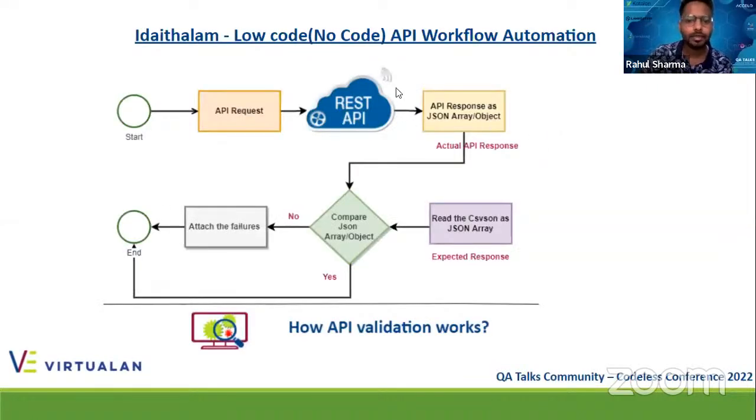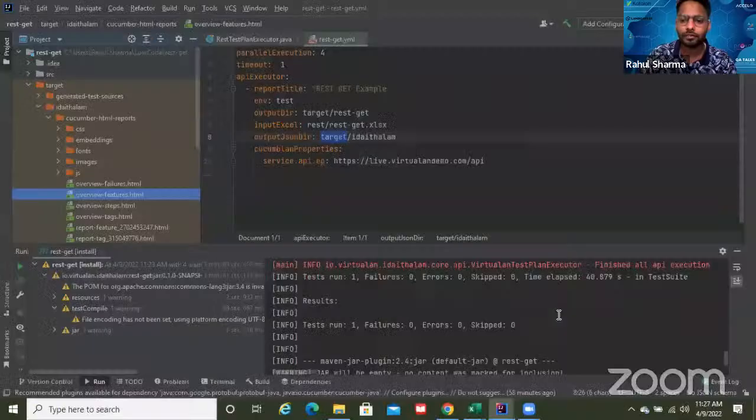Okay, so let me explain. I have already explained the steps, but I think this diagram is going to give you a clearer understanding of what we have done so far. So we had the API request, and we got the response in JSON array or object format. We got the actual API response, and after that we compare the response with the parameters that we want to validate. Either we can compare the full JSON response, or we can compare some values from the response. Those values are coming from the comma separated JSON that we have passed in the Excel.